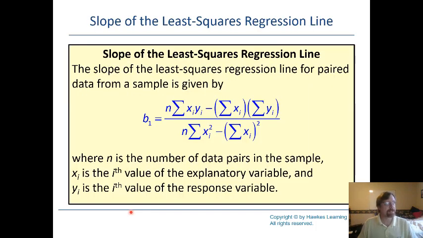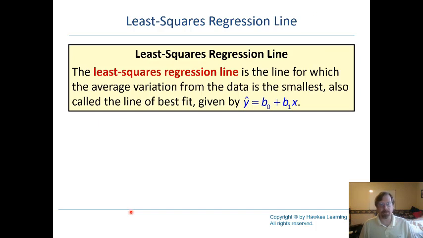Usually, what we use for this is the least squares regression line. So it's the line which gives the smallest variation on average for the data. It's also called the line of best fit. So we've got y hat here, which is our projected y value, an intercept plus a slope times the recorded x value.